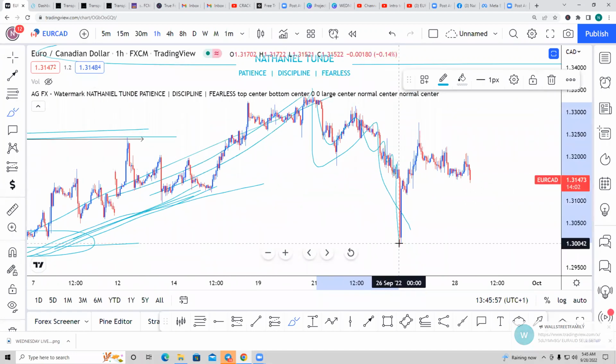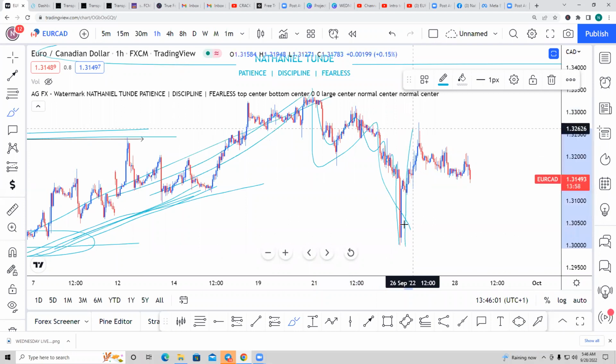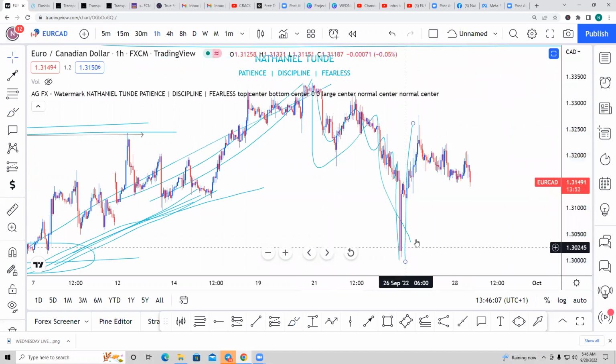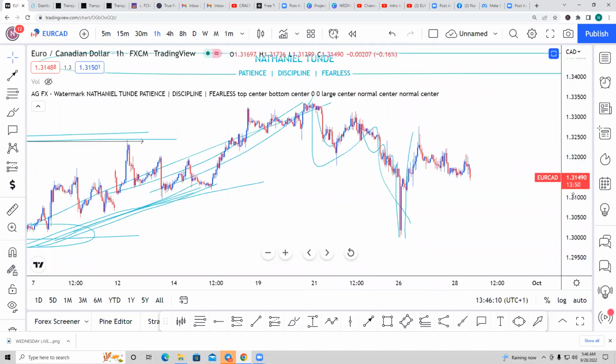And can you see the move? Very fast. And can you see a move back? Very fast. This move back, very fast, has broken a market structure. And the move below here is a liquidity grab.